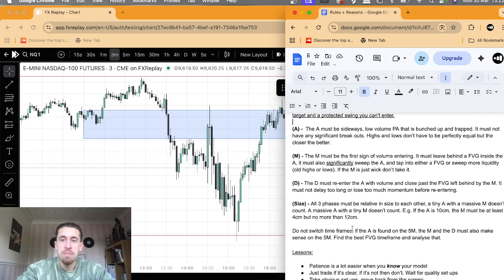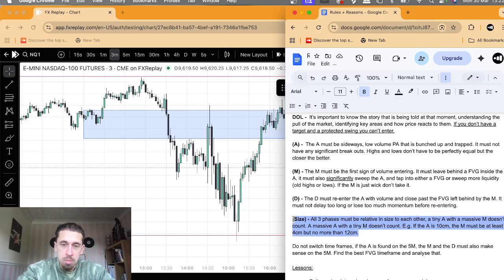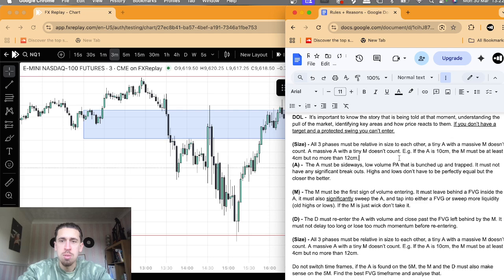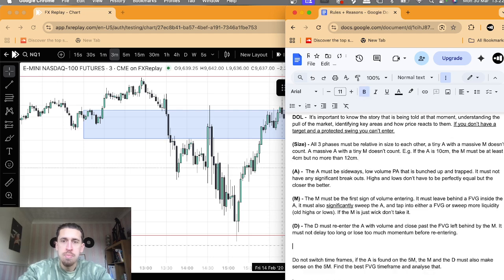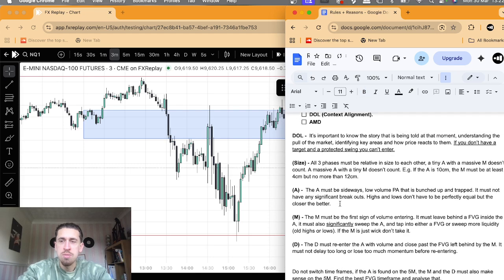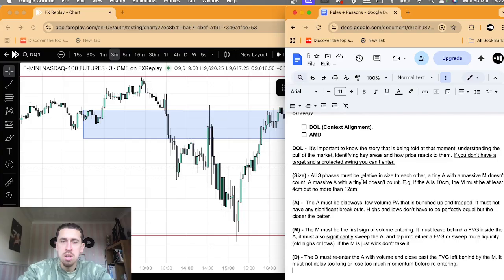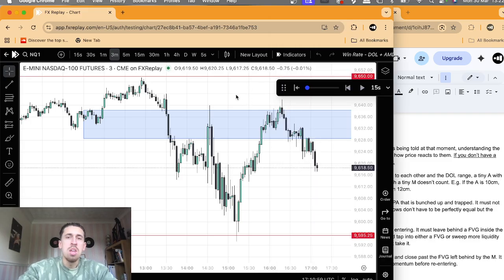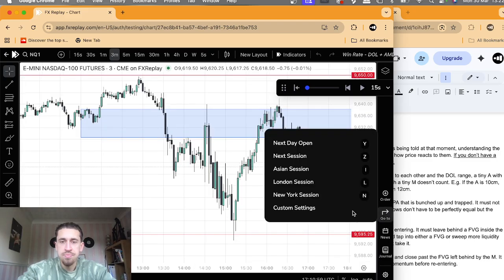And then I think the rest of it, I'm gonna put size actually up here, because I think size is quite important. It needs to be relative, and all three phases must be relative in size to each other and the drawing liquidity range. Cool, so let's get it.